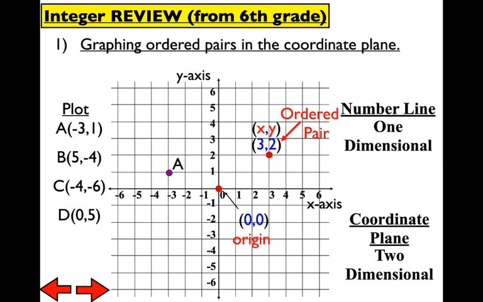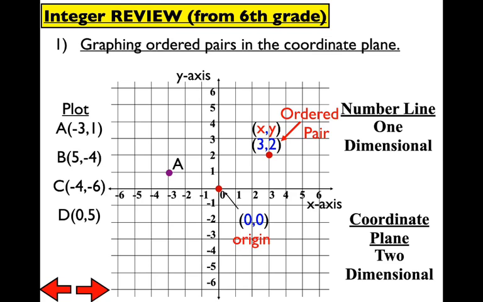ordered pair A. Go ahead and plot B, C, and D, and if you're watching this at home, just pause the video very quickly. All right, so anytime you're doing specific problems, you should pause the video and then play the video again to make sure that you did things correctly.